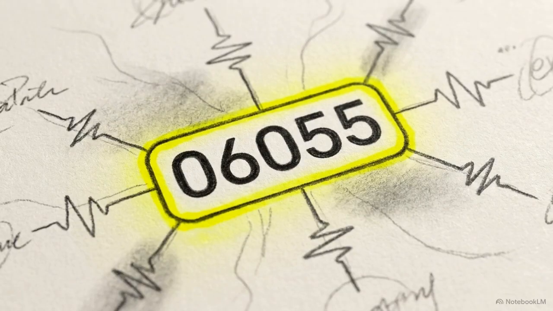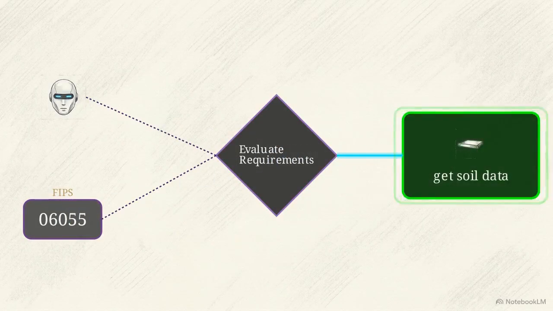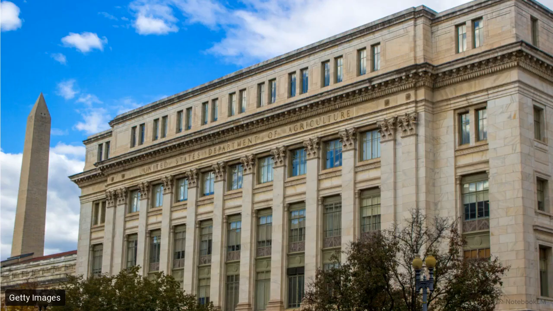The agent now holds the FIPS code, 06055, within its context window. It evaluates the remaining requirements and routes that FIPS code into the Get Soil Data endpoint. This endpoint interfaces directly with the Department of Agriculture. The USDA building marks the transition from a local query to a federal database.